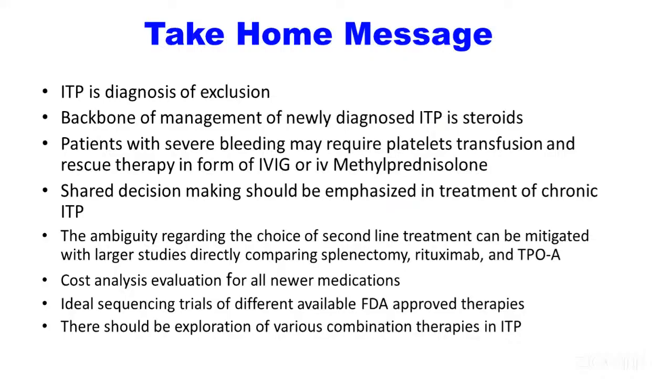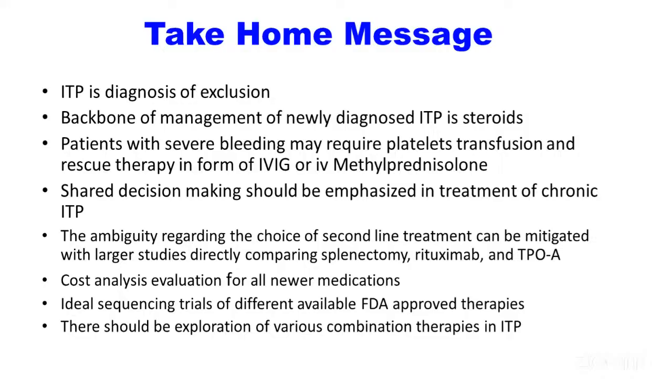So to conclude, my talk is that ITP is a diagnosis of exclusion. The backbone management of newly diagnosed ITP is still steroids. Patients with severe bleeding may require platelet transfusions, IVIG or IV methylprednisolone. Shared decision making is very, very important. I have shown the therapeutic guideline and the flow where the clinician should share with the patient whether the patient is opting for this therapy or not. This is very important in the guideline.